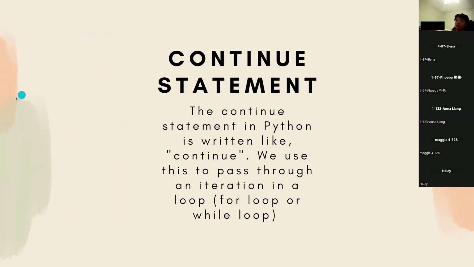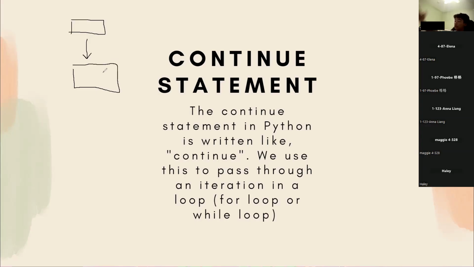Oh, maybe I shouldn't have erased it. Okay. So let me show you what a continue statement does. Remember we have our condition. It can be a for line range, or it can be a while condition. We go in here. This is the code inside of the while loop, and it only runs if it's true. If it's false, we just exit.